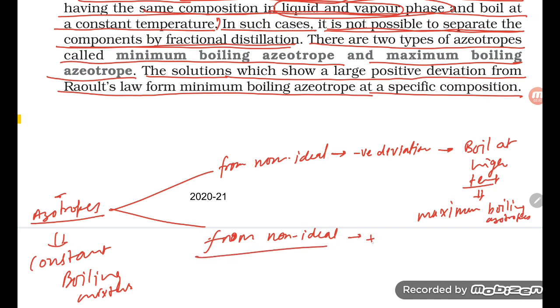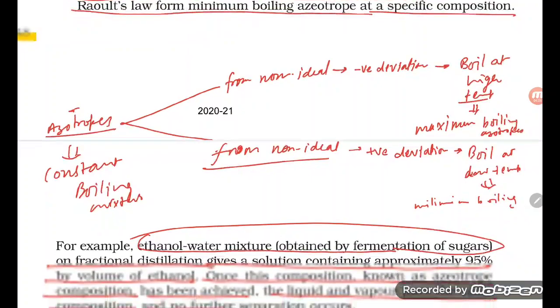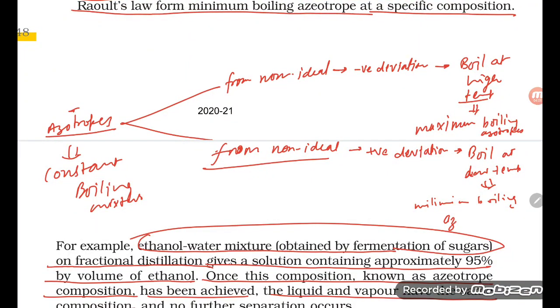Now, a non-ideal solution with positive deviation means more vapor pressure is already coming, so it boils at a low temperature. If it is boiling at a low temperature, it means a minimum boiling azeotrope, student. Minimum boiling azeotrope. You need to keep this in mind.